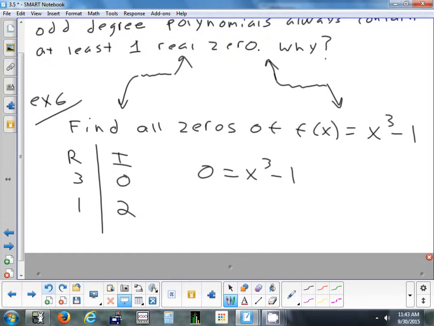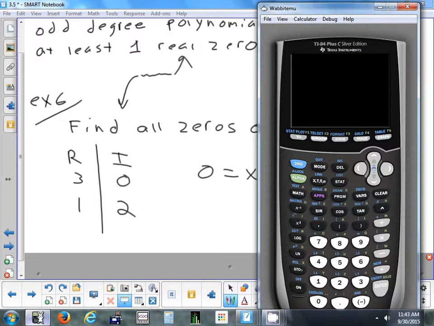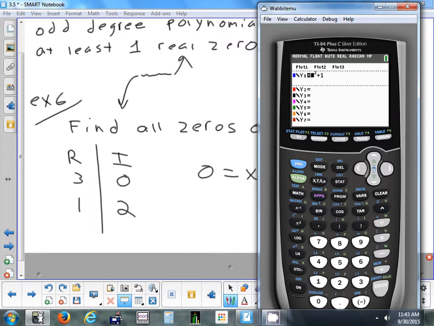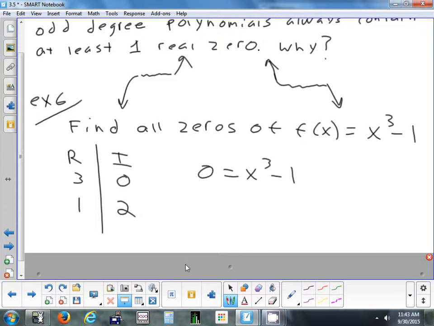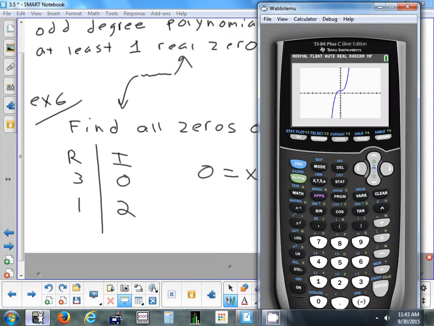Or you could graph it. Use the calculator to help you get an idea where there's a root. So try x cubed minus 1. It's going to go right through 1. We just said that. Wait a minute. Is it negative? Yeah, you type in minus 1. Good, I typed it in wrong because I was like, something's not right.